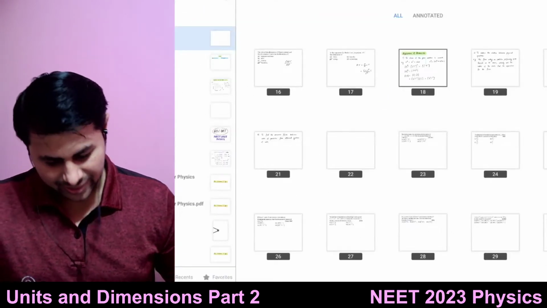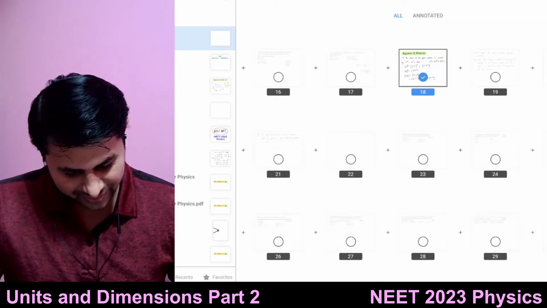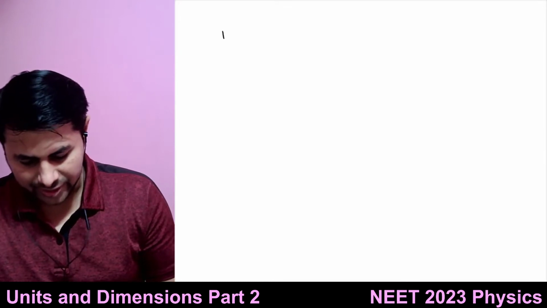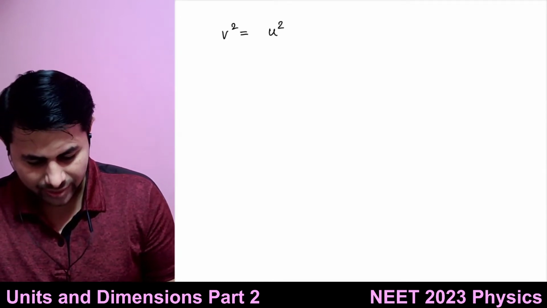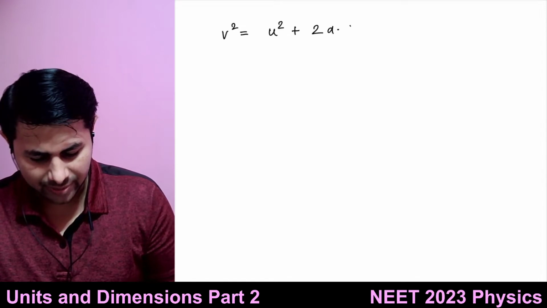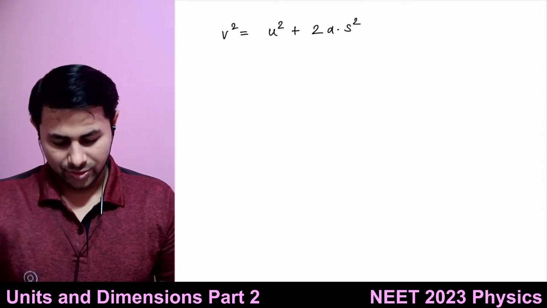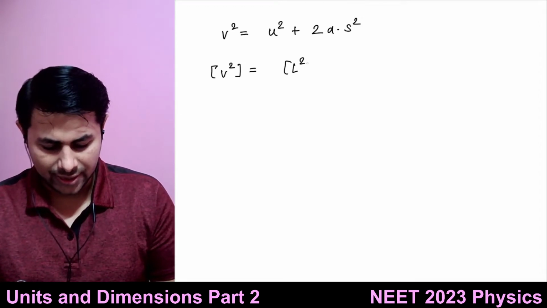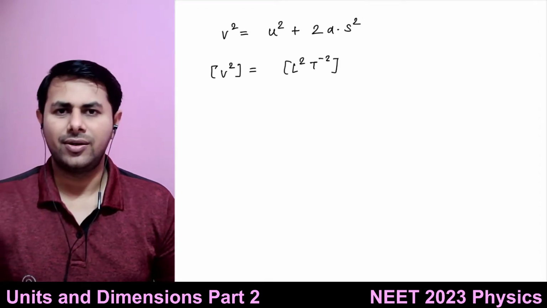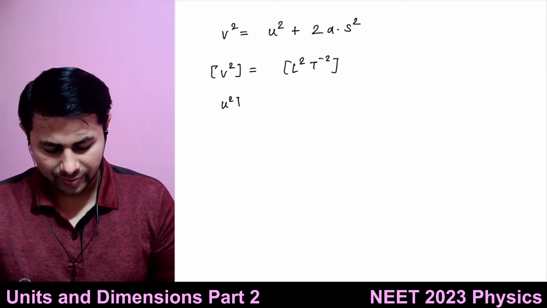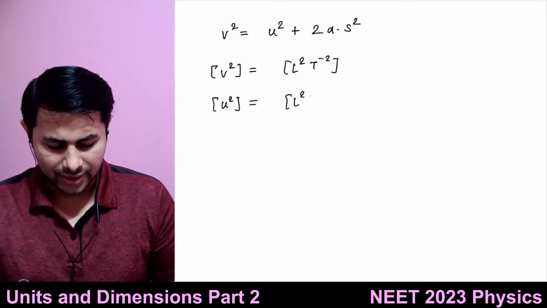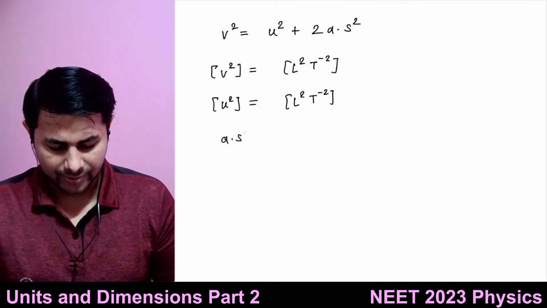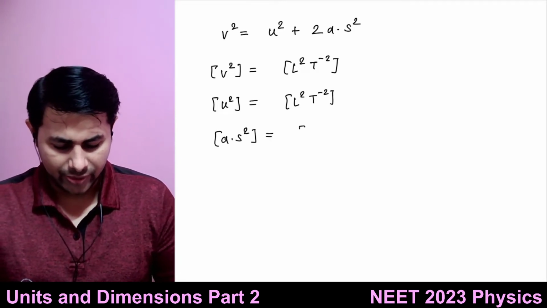Oh, here they are. Okay, so let's use this equation: v squared equals u squared plus 2 times a multiplied by s squared. So what will be the dimensions? Now we know the dimensions of v squared are L² t^-2, and the dimensions of u squared are also L² t^-2. But here, what will the dimensions of a multiplied by s squared be?